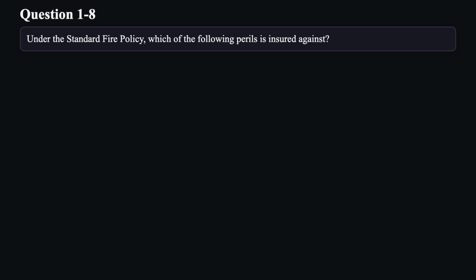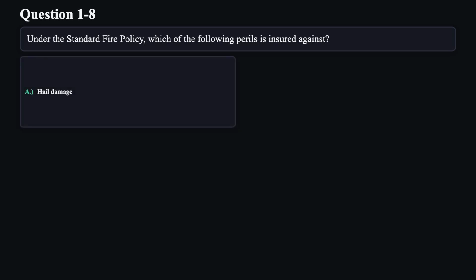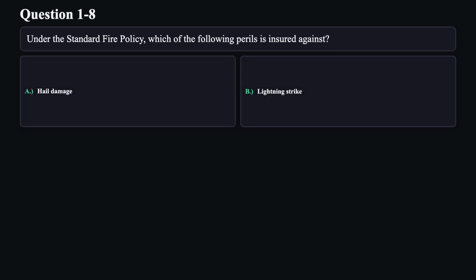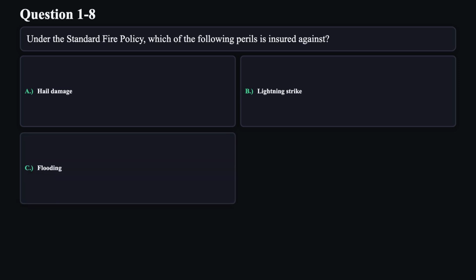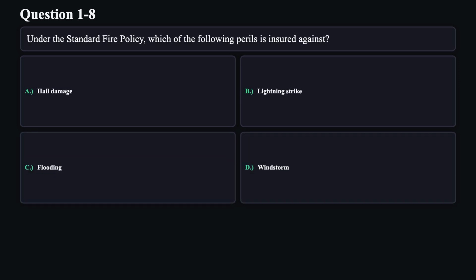Question 8. Under the standard fire policy, which of the following perils is insured against? A. Hail damage. B. Lightning strike. C. Flooding. D. Windstorm.